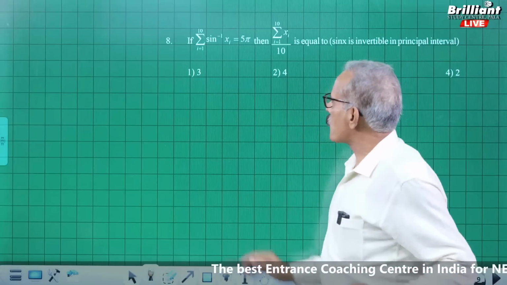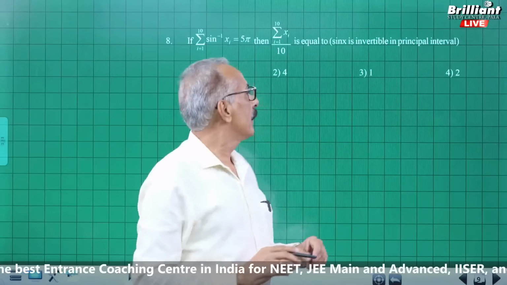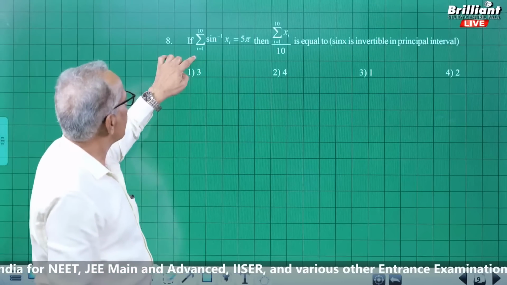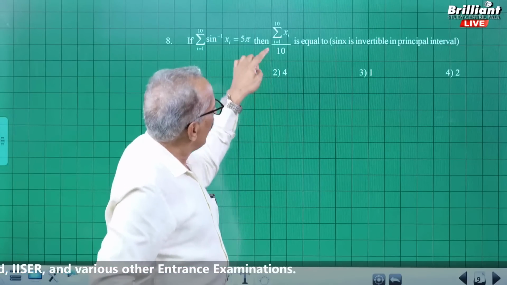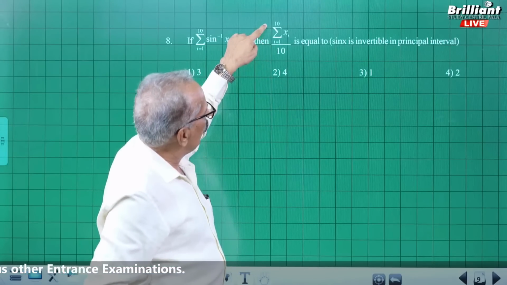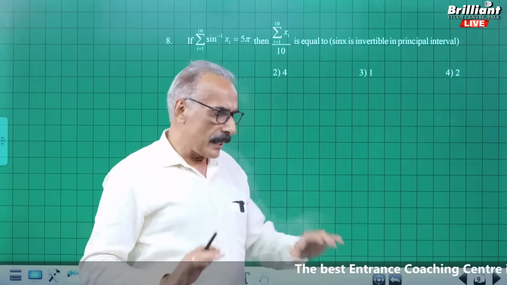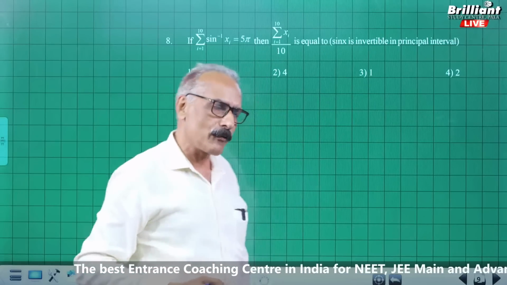This is a question on sine inverse of xi. I read the question. If sigma i equals 1 to 10, sine inverse xi is equal to 5 pi, then sigma i equals 1 to 10, xi by 10 is equal to what? If we can complete it before 1 hour, I'll come back to all the questions and read them out.